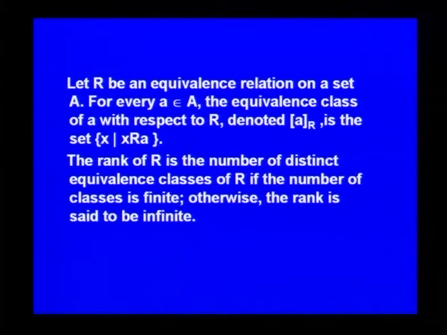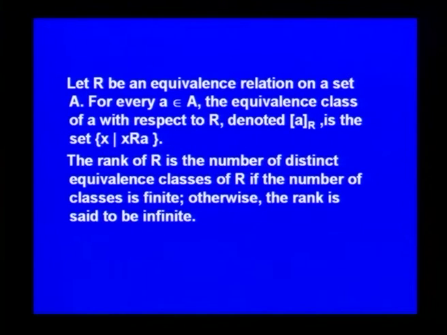Now, let us see what an equivalence class is. Let R be an equivalence relation on a set A. For every a belonging to A, the equivalence class of a with respect to R, denoted by [a]_R, is the set of all elements x such that x is related to a. The rank of R is the number of distinct equivalence classes of R if the number of classes is finite. Otherwise, the rank is said to be infinite.